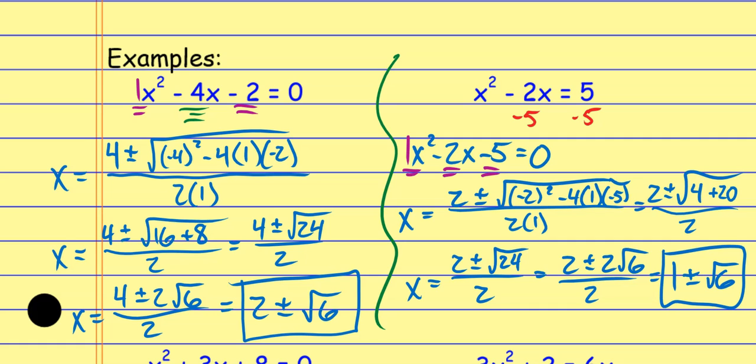If you were really good at completing the square, you should still use completing the square for these particular two examples when the a value is 1 and the b value is even, okay? It's a little bit faster, a little bit easier in terms of the amount of simplifying you have to do, okay?